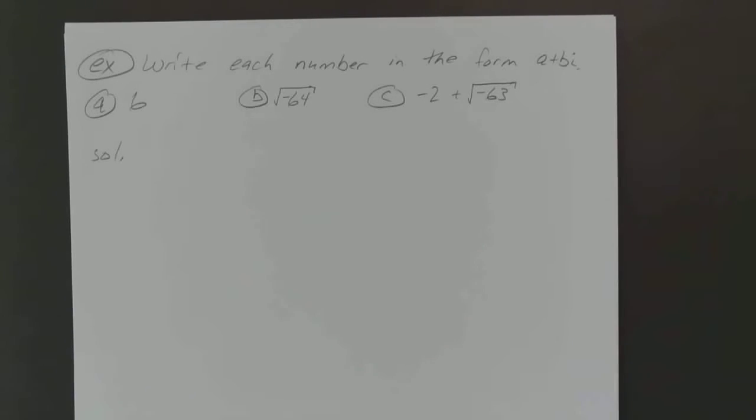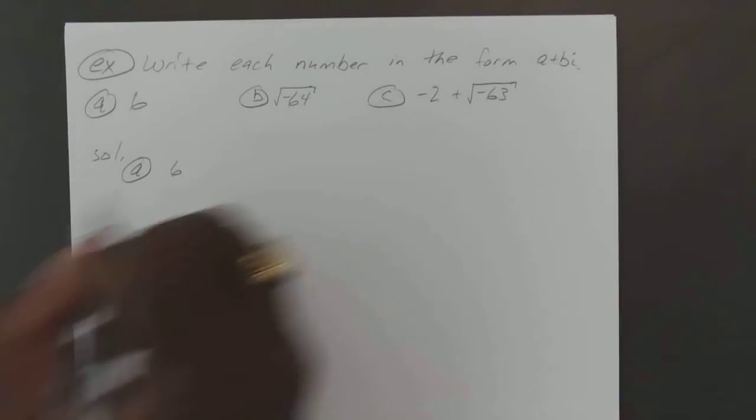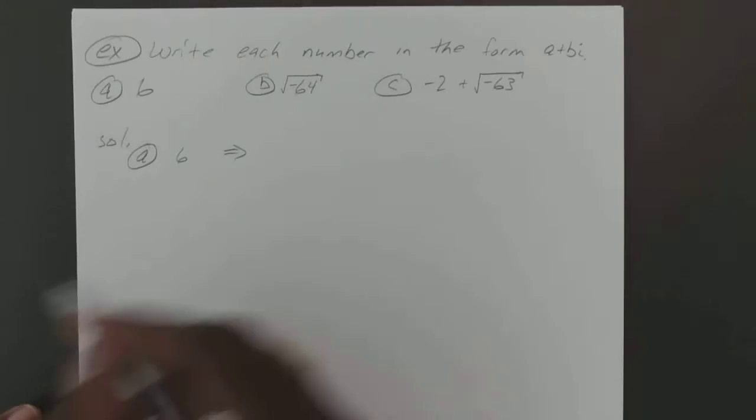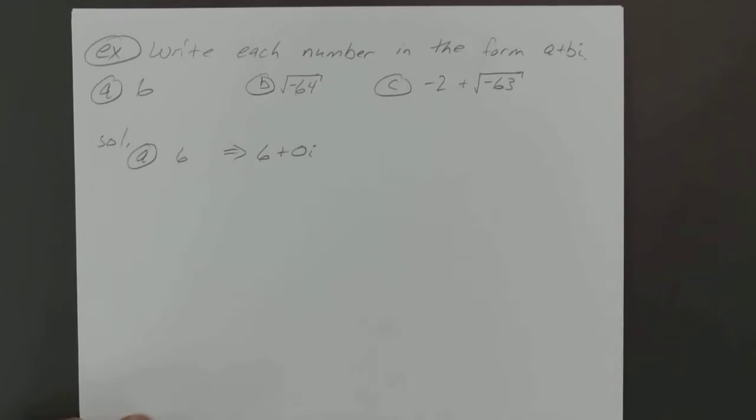Okay. So for any number by itself, that's going to be your real part. Okay. So for A, if you have 6, you can just write that as 6 plus 0i. And it will be in complex form.